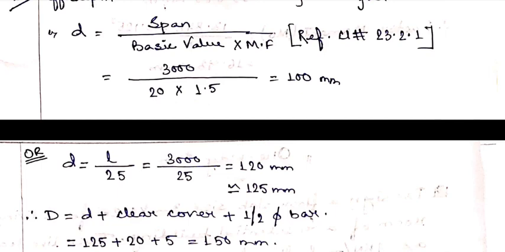So the overall depth, capital D, is obviously equal to small d, that is effective depth, plus clear cover plus half diameter of bar. So effective depth is 125 as we considered. Clear cover we give 20 mm, and if we assume a 10 mm diameter bar will be given, in that case we can assume 5 mm as half diameter. So overall depth is 150 mm. That will be checked later.